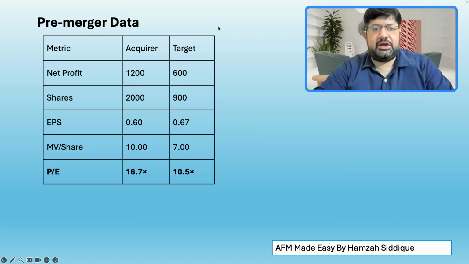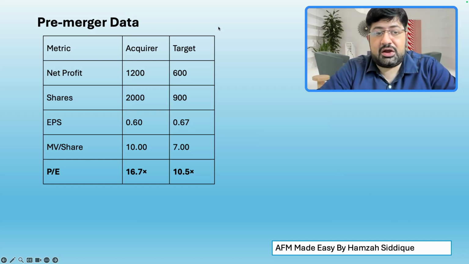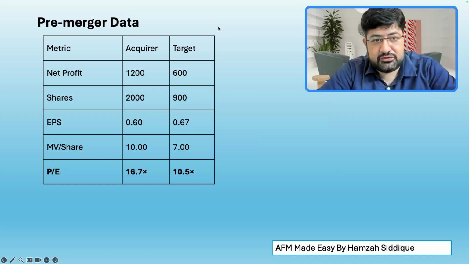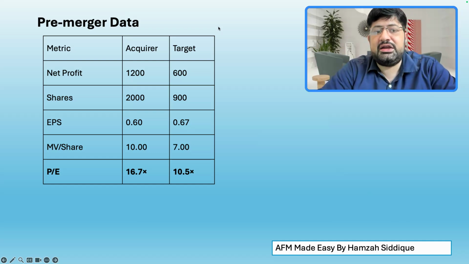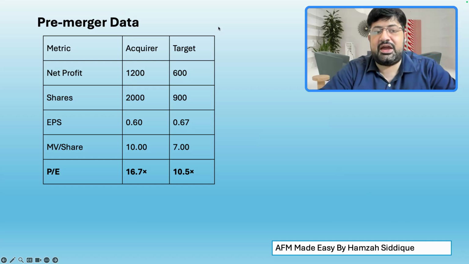This is the data in front of you. A company, the acquirer, wants to acquire a target company. Both companies' net profits are given, the shares quantity in issue is given, EPS is also given, and the market value per share of the acquirer is $10 and that of the target is $7, while the PE ratio of the acquirer is 16.7 times and that of the target is 10.5 times.